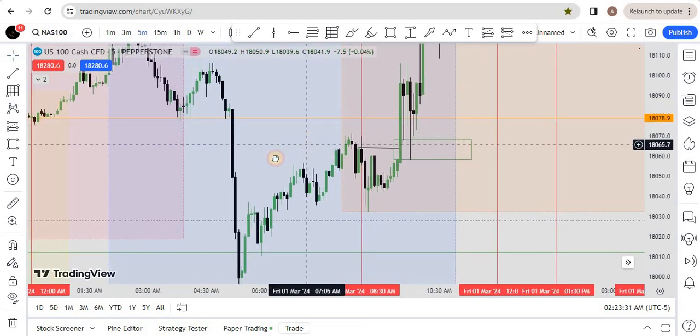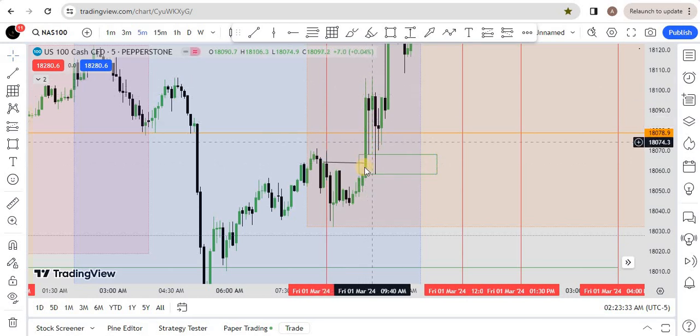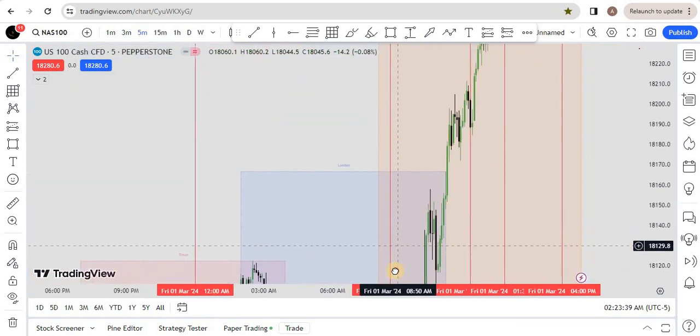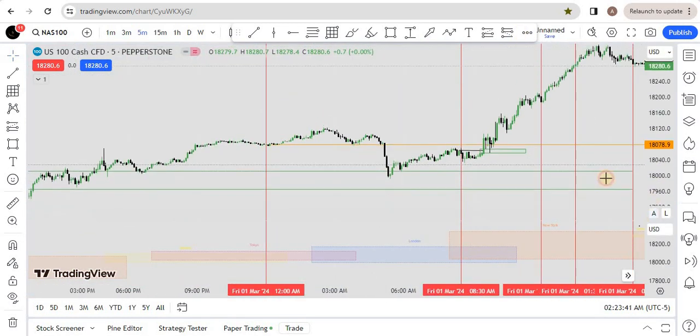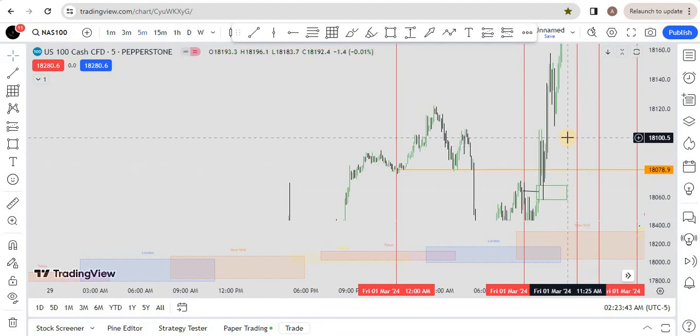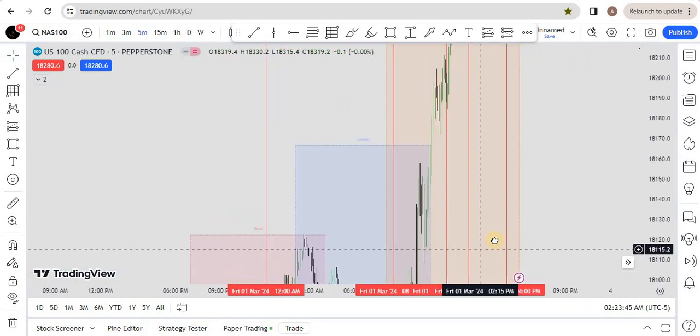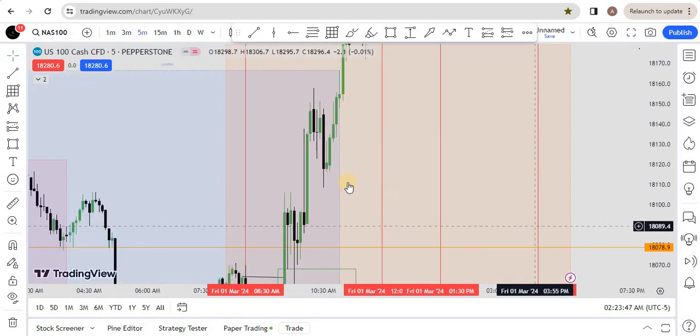So what happened? We got a fair value gap, price tapped on this fair value gap, and then went to the opposite side liquidity. That's it. So this is the AM session trade.